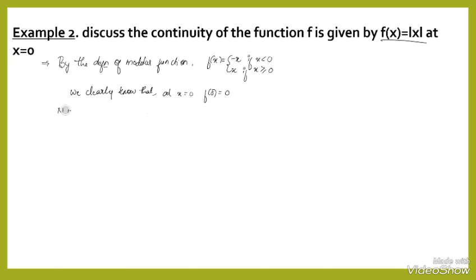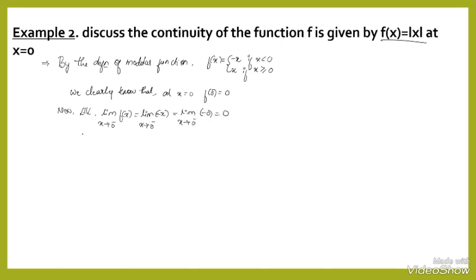What is the f of x value? As x tends to 0 minus, we have to take the values less than 0. The function for x less than 0 is minus x, so f of x will be minus x. Then substitute 0 in x. Here the limit as x tends to 0 minus of minus x is 0.